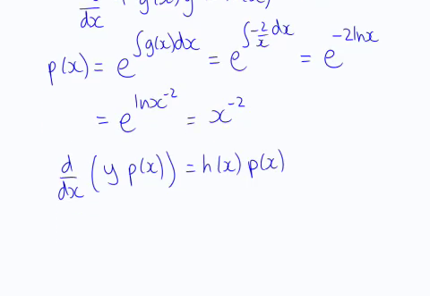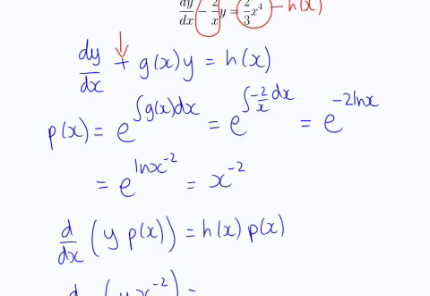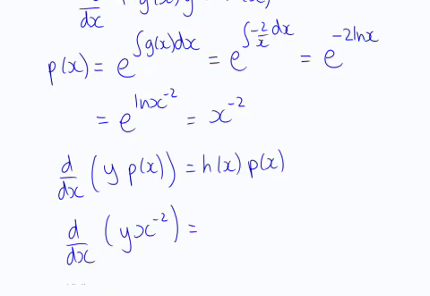And it's this rewriting that enables us to solve the differential equation quite easily. So in this particular case, what I have is d by dx of y times x to the minus 2 equals h of x, which has disappeared, but it was 2/3 of x to the 4. So I've got 2/3 of x to the 4 times by p of x, which is x to the minus 2. So the differential equation is now in the form d by dx of y times x to the minus 2 equals 2/3 of x squared.